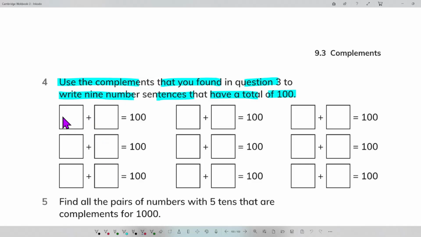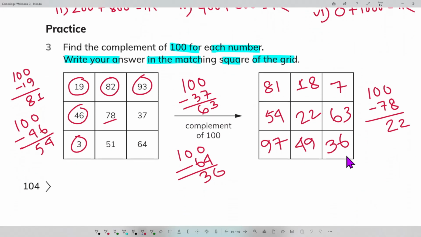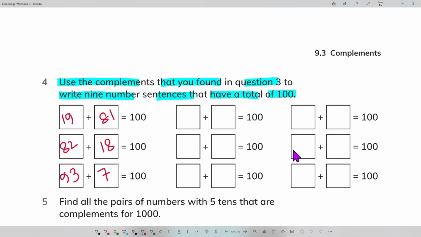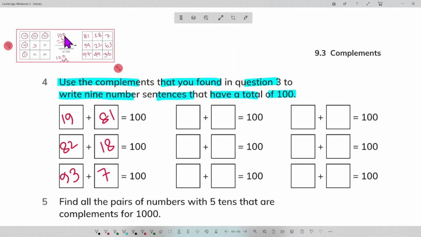So first we can write, we had 19, so we can write 81, it will be 100. Next 82, and here is 18. Then here is 93, so here is 7. So then we can make a copy, then we can easily understand, right? So we can take a copy and then we can use from here.